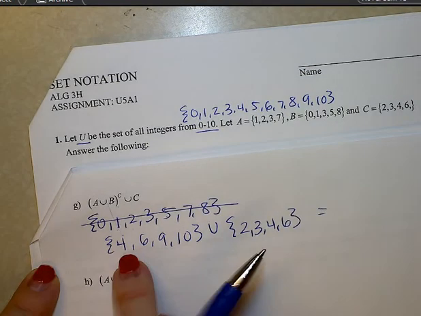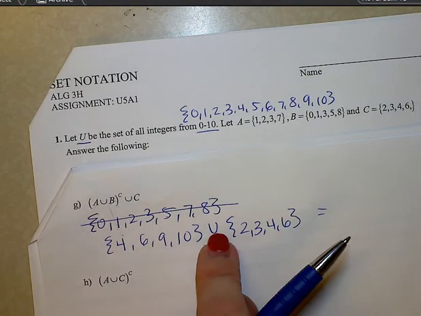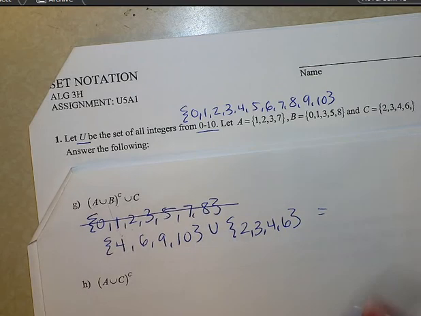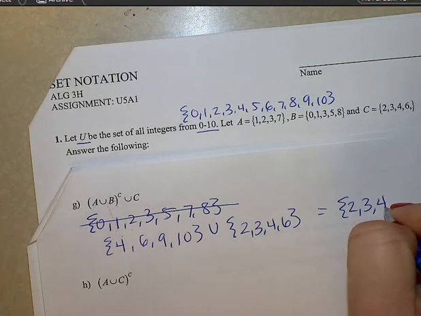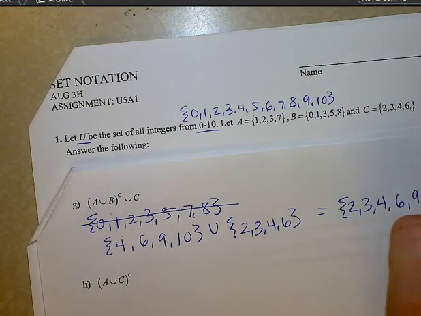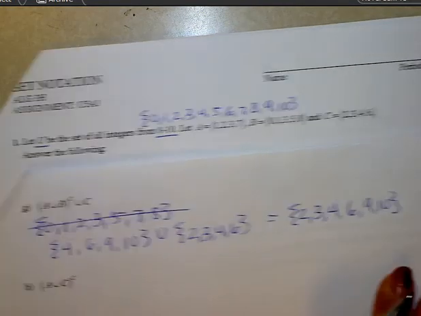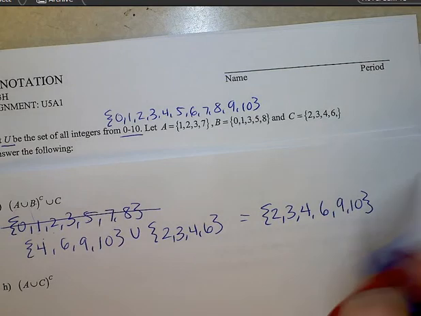So in these sets, using the or either terms: 2, 3, don't repeat the 4, don't repeat the 6, 9 and 10. So 2, 3, 4, 6, 9, and 10.